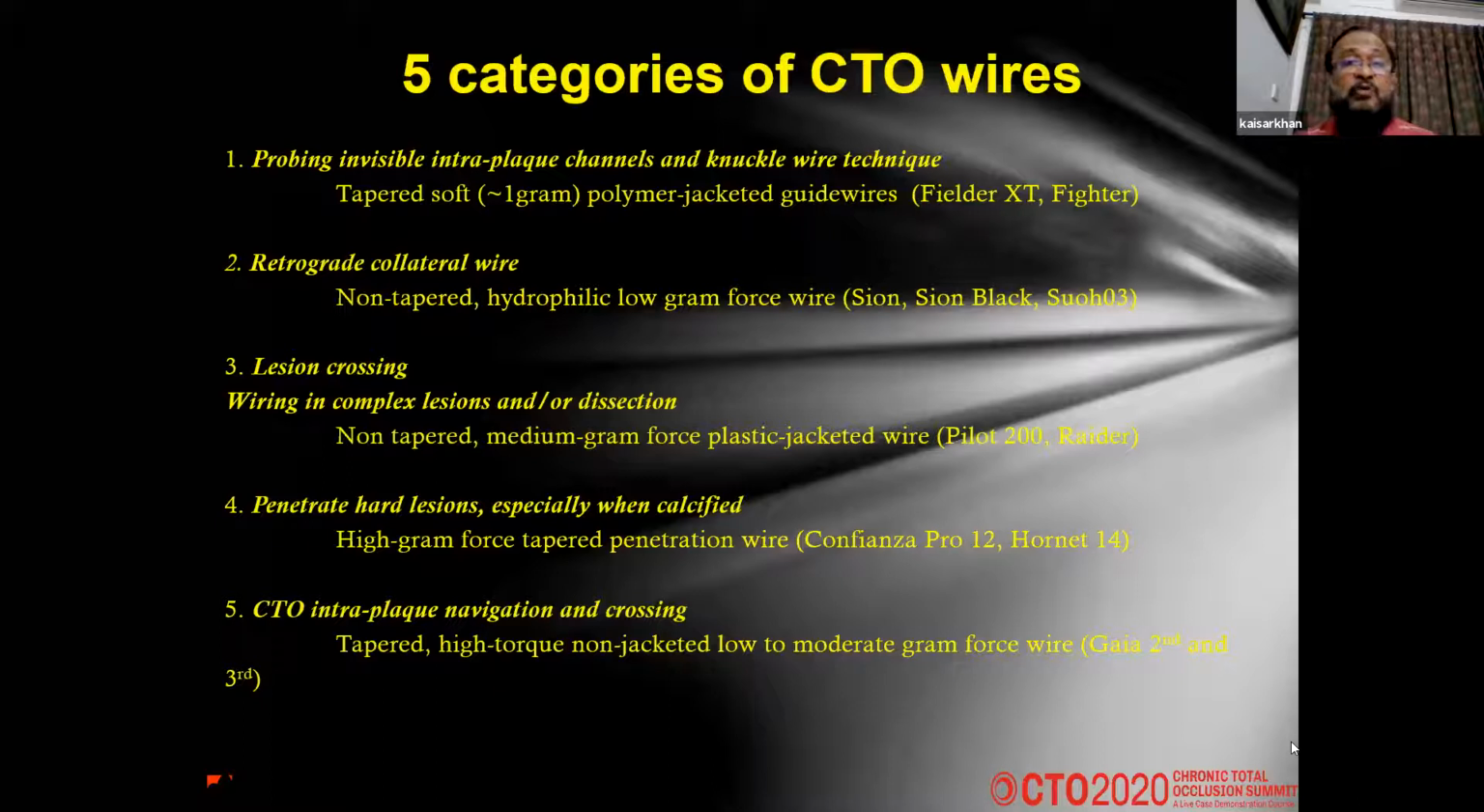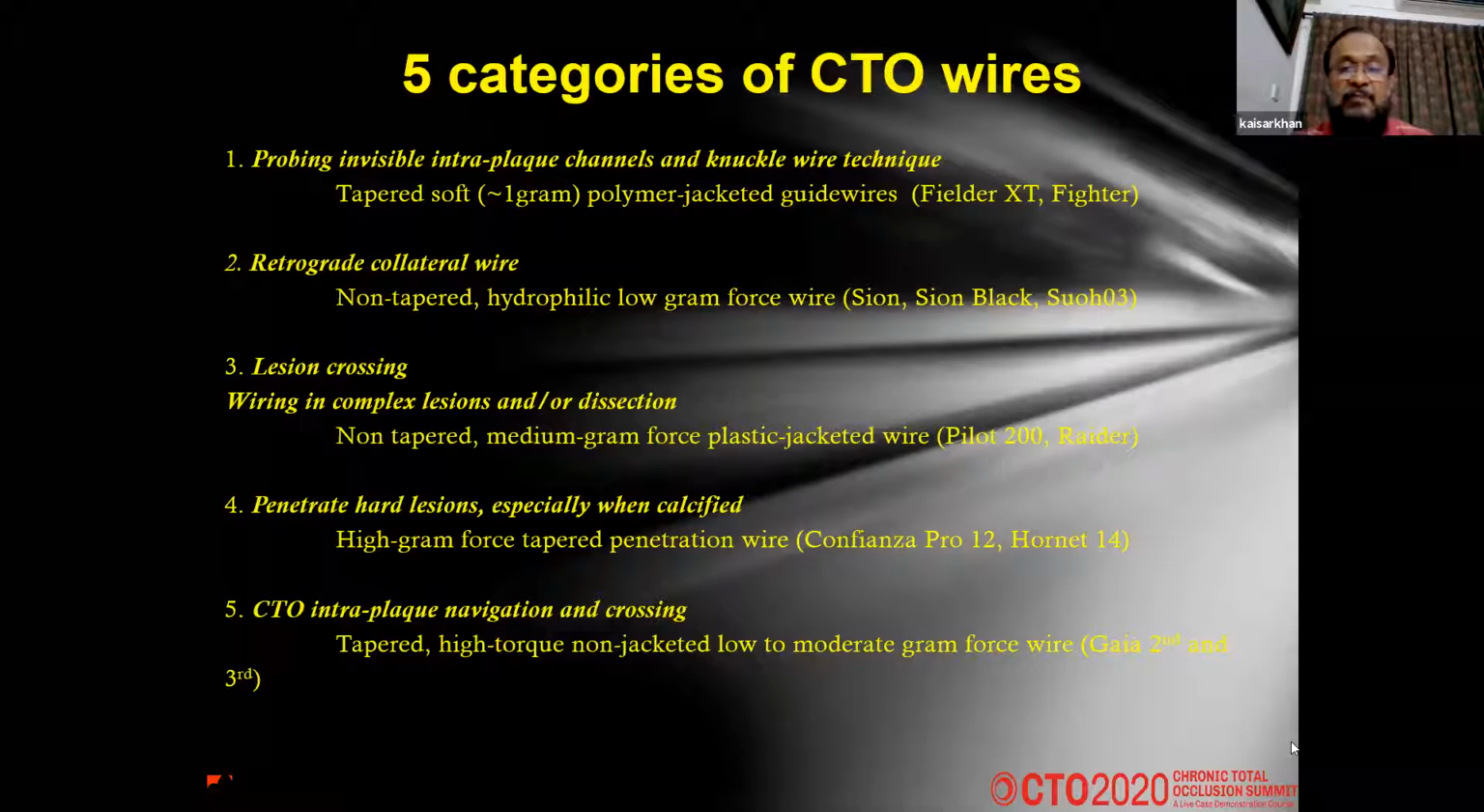So 5 categories of CTO wires: proving invisible intraplug channels. If you think there could be a channel, for the tapered tip of the proximal cap, you can use polymer jacket tapered soft wires like Fielder XTR or Fielder XT or even Pilot 50. Retrograde collateral wire, usually non-tapered hydrophilic low gram force wire like Sion Black, SUOH 03. Lesion crossing, wiring in complex lesions, non-tapered medium gram force like Pilot 200. Penetrate hard lesion, very hard distal cap or proximal cap, Confianza Pro 12, sometimes 8-20.